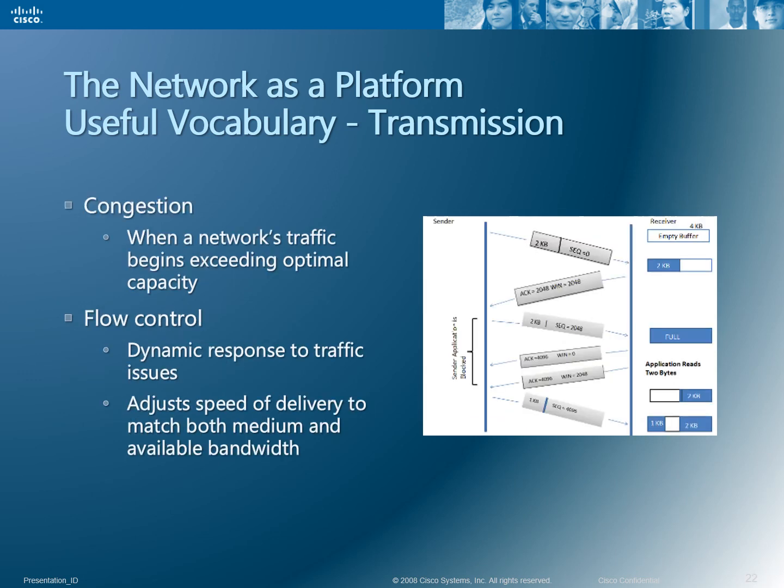So congestion occurs whenever a network's traffic begins exceeding optimal capacity. Network congestion is when things just basically start getting bogged down. There's too much going on and the system can't keep up. So in order to fix that, we incorporate something called flow control. Flow control is a dynamic response to traffic issues, based on what's called an acknowledgement number and a sequence number, that adjusts what's called a sliding window.